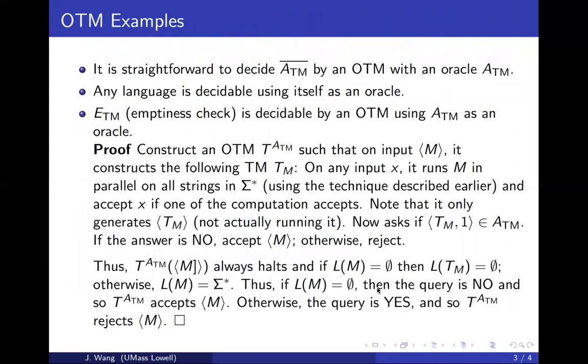Okay, so then it is straightforward to decide the complement of A sub TM by an Oracle Turing machine with an oracle A sub TM. So that means I have a Turing machine M with this oracle, and I want to decide the complement of A sub TM.